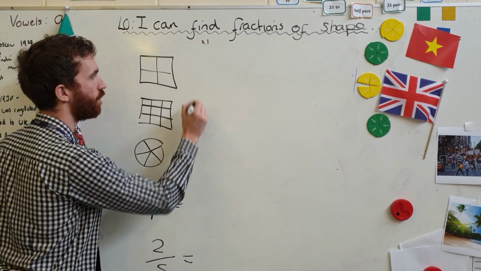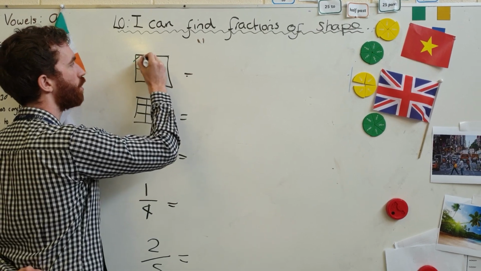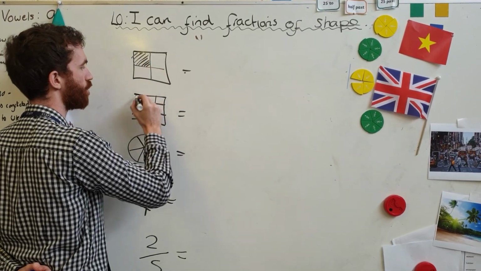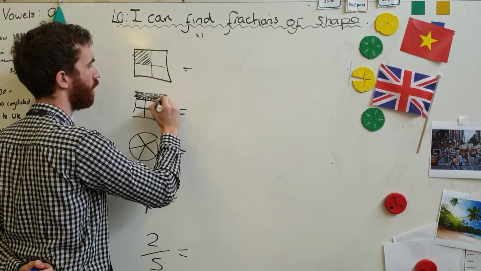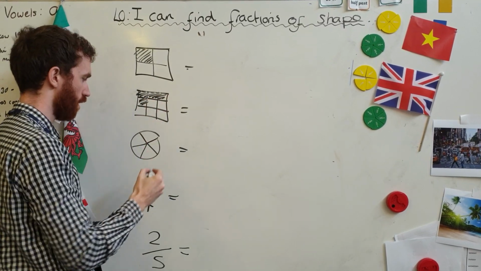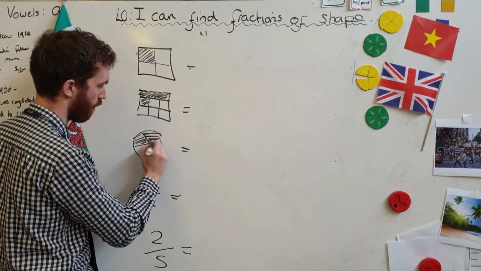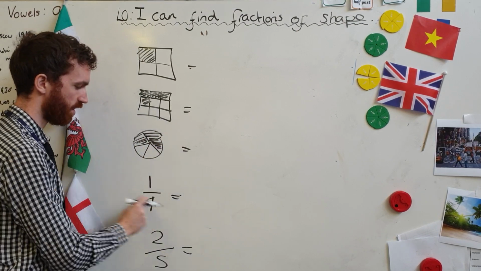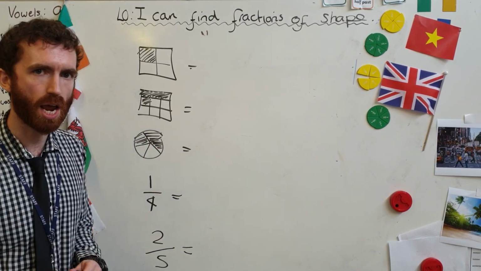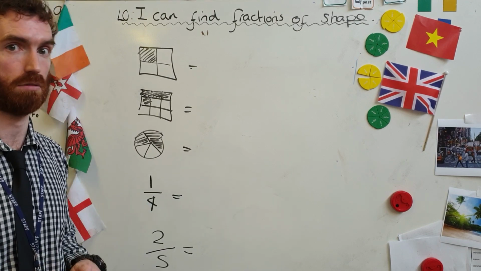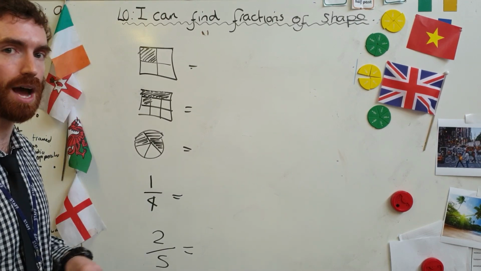Okay, what you need to do for these top ones is you're going to show me what fraction of the shape is shaded. There we go. Actually, I'm going to do that much for there. And then for these two, I'd like you to draw me a shape with that fraction shaded. Okay, can you have a go at doing that now? Pause.